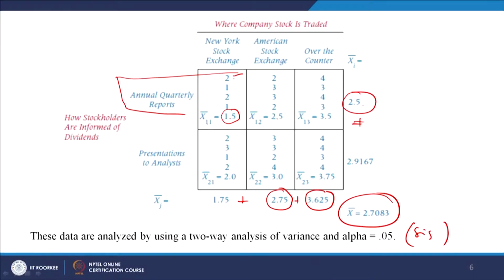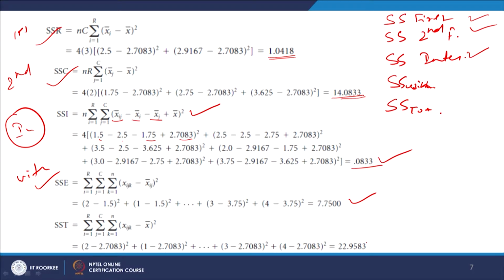Now, here 2 minus 2.7083 square plus 1 minus this, this minus this, and so on for all, right. When you do this square, it gives you the total, right. So, this is equal to 22.95. So, suppose my total is equal to SS of first factor plus SS of second factor plus SS of interaction of 1 into 2 plus SS of within, right. Suppose I have total, I have this and this, I need not calculate this, I can also find it from here just by subtracting, right.